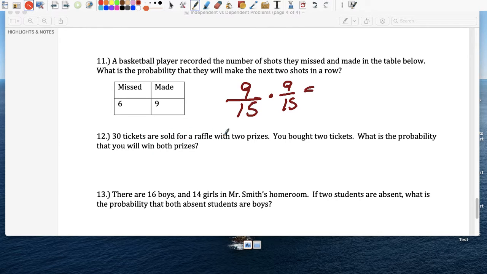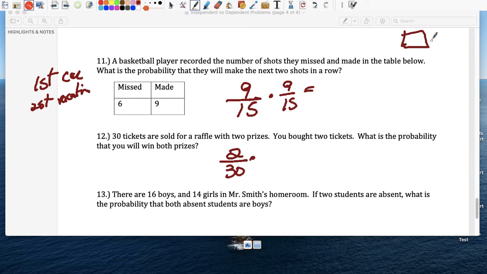30 tickets are sold for a raffle with 2 prizes. You bought 2 tickets. What's the probability you win both prizes? Well, first prize, let's call it a car, and second prize is a vacation. And you're holding 2 tickets in your hand. So for the first prize, the car, you have a 2 out of 30 chance of winning, right? Let's say they call your ticket. Here's your ticket. You hand that in. So how many tickets do you have when they call out the second prize? Well, you're only holding 1. And how many tickets are in that bag that spins? Well, there are 29 tickets. So the chance of you winning first prize and second prize is whatever this is.